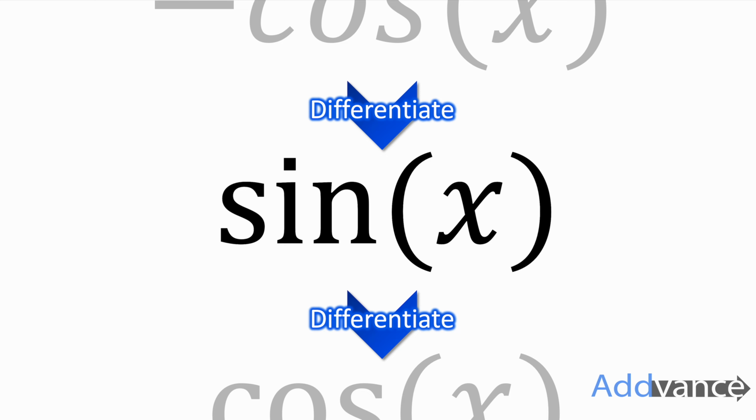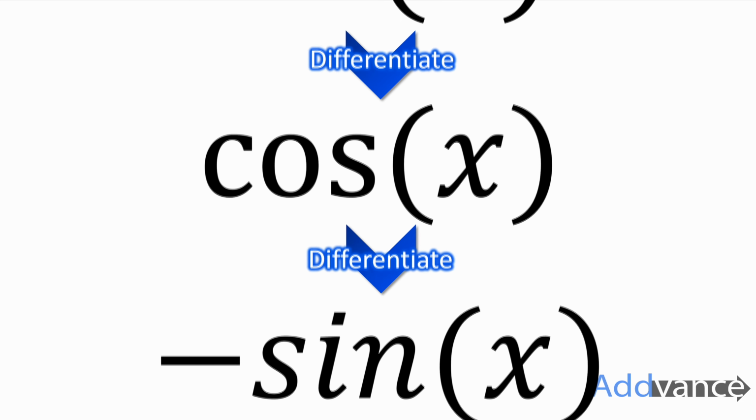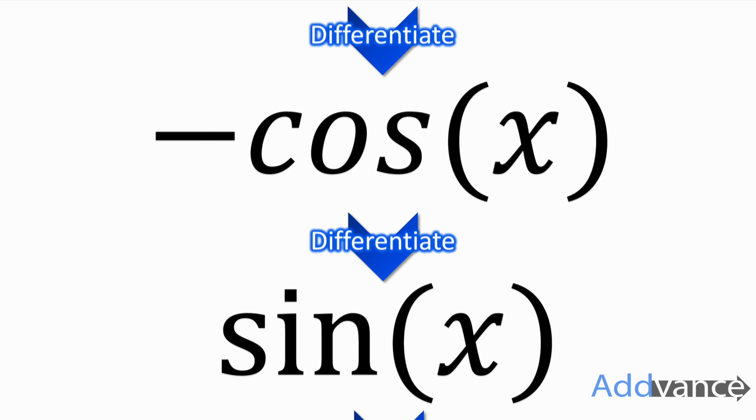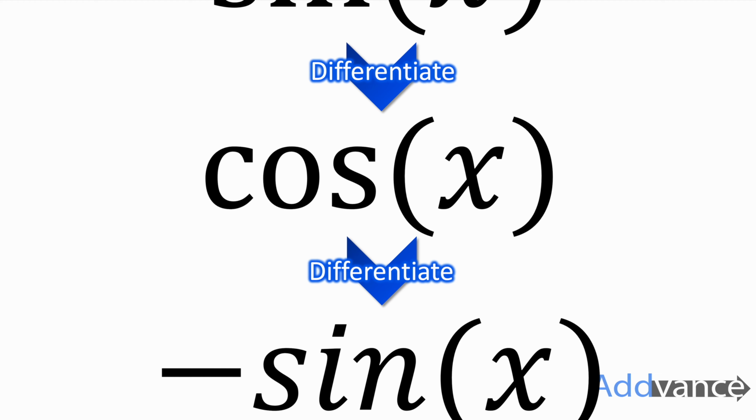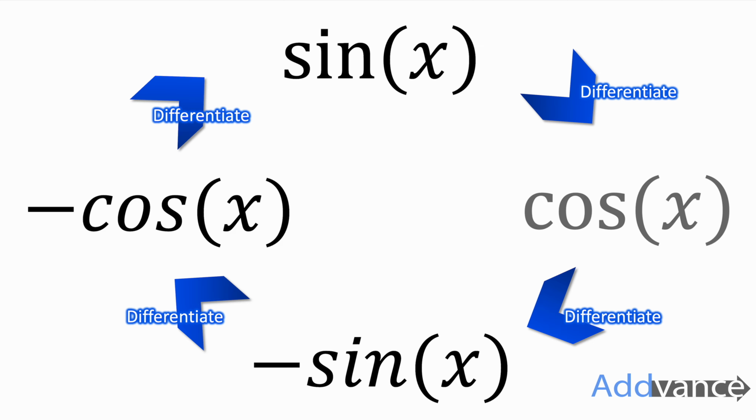And indeed, this creates one big circle where it goes round and round, and each one differentiates to the next one, and it goes round again. We've got sine of x differentiates to cos of x, to minus sine of x, to minus cos of x, and then back to the start. Before we continue, it's probably a good idea to copy this down, so you can memorize this pattern.